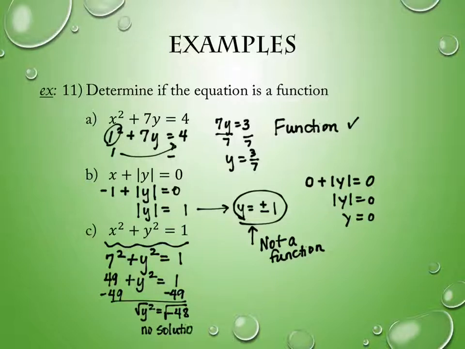Now, I had no solution with my absolute value before, and I told you that doesn't really help me. No solution doesn't give me any real information. You could be a function and get no solution here, or you could be not a function and get a no solution. So this is not useful information. I need to pick a different value for x.